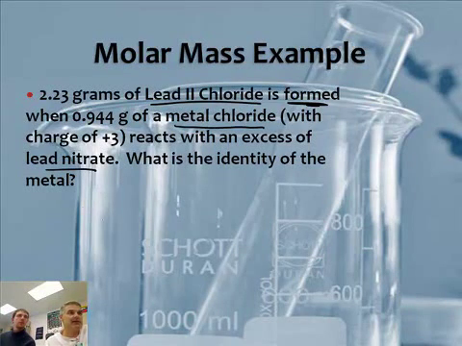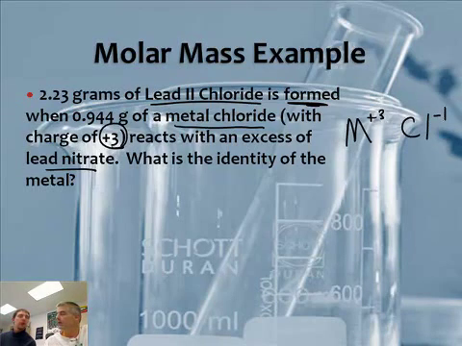So the metal chloride tells me we don't know what the metal is. So why don't we call it M? All right. M has a charge of +3. And chloride, so I'm going to say Cl -1, because chloride is in column 17 on the periodic table. So that'll be MCl3. And we don't know what M is. Our goal is to figure out what is M.